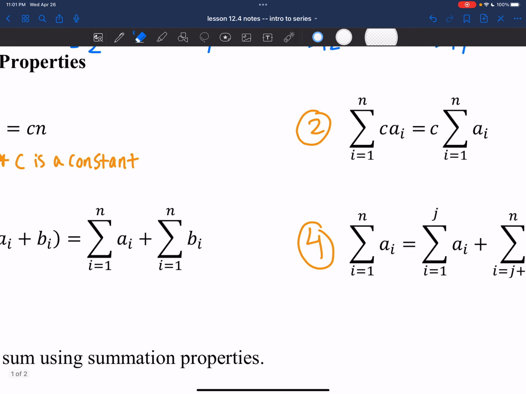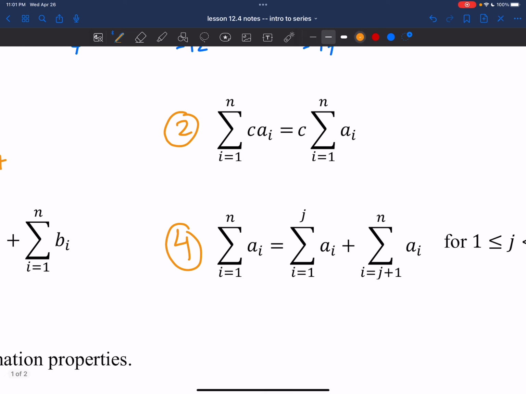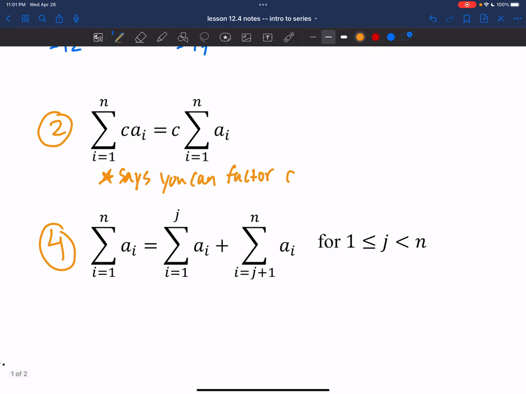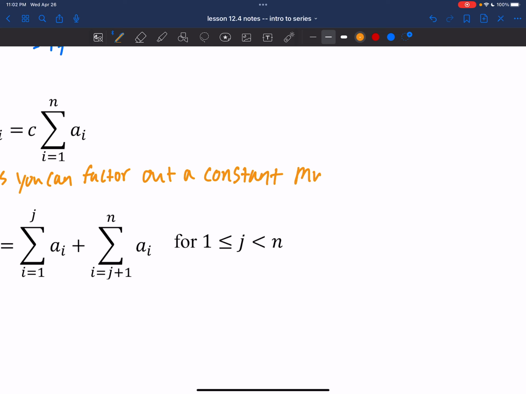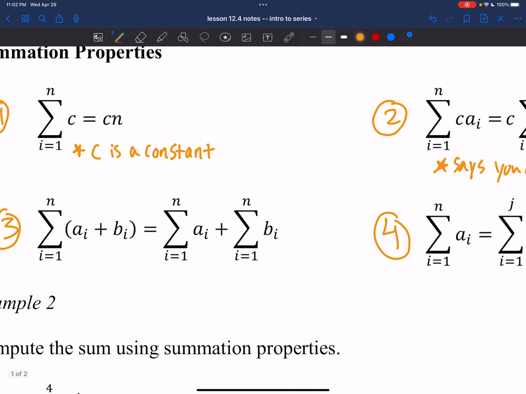Okay? And so maybe I'll write that down. It says you can factor out a constant multiplier. That's what that means. Okay.